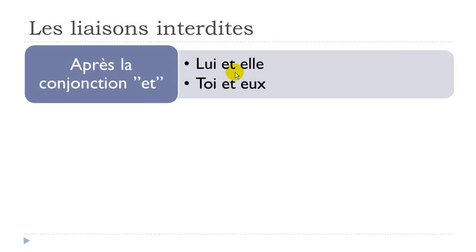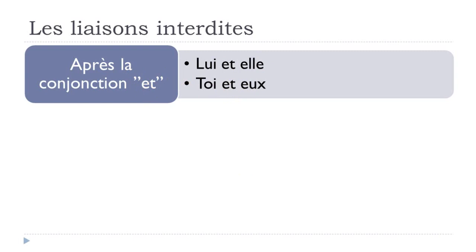So no liaison after et. If you want to read it correctly here, it will go like "lui et elle". Don't think about putting something between the two. Don't think about producing something like "lui-z-et elle". No, nothing here: "lui et elle". And it will be exactly the same thing in this example here: "toi et eux". So no liaison, even if it's a bit tempting because it would be possible. So when you get this et, remember no liaison after.